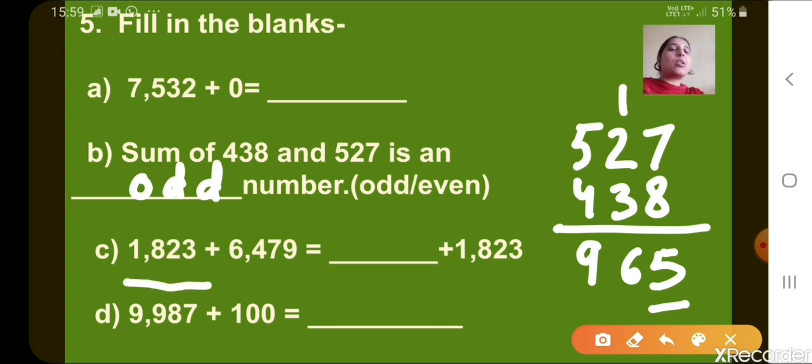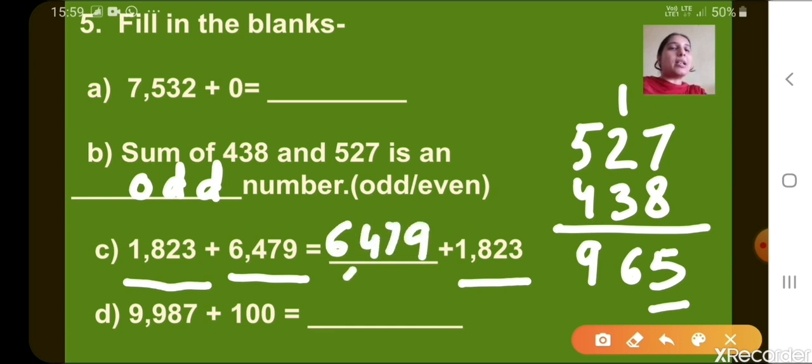1823 plus 6479. So on the other side you can see 1823. So what will we write here? Can you tell me? Yes, the other addend, which is on the left side. So that we will write here. So this will be 6479. Okay.